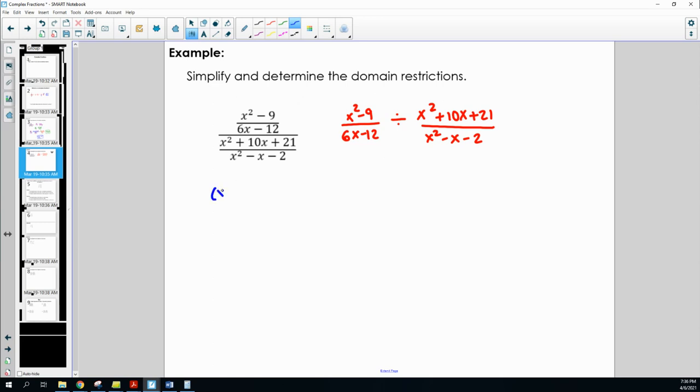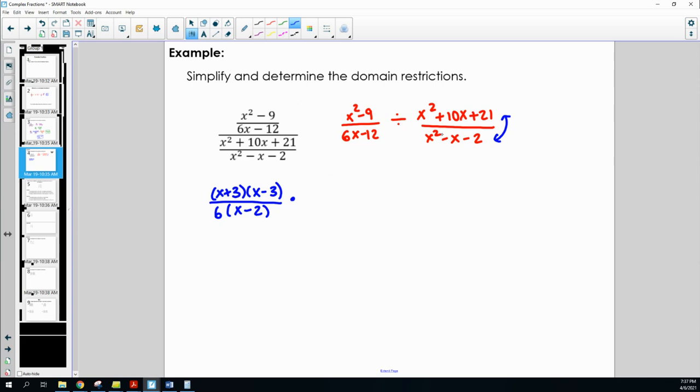So I'm going to get x plus 3, x minus 3. I'm using difference of squares for that x squared minus 9. 6x minus 12, I'm going to pull out a GCF of 6. So I have x minus 2. I'm going to change that to multiplication, and I'm going to flip this. So here we're going to flip those, but I'm also going to just factor in this step.